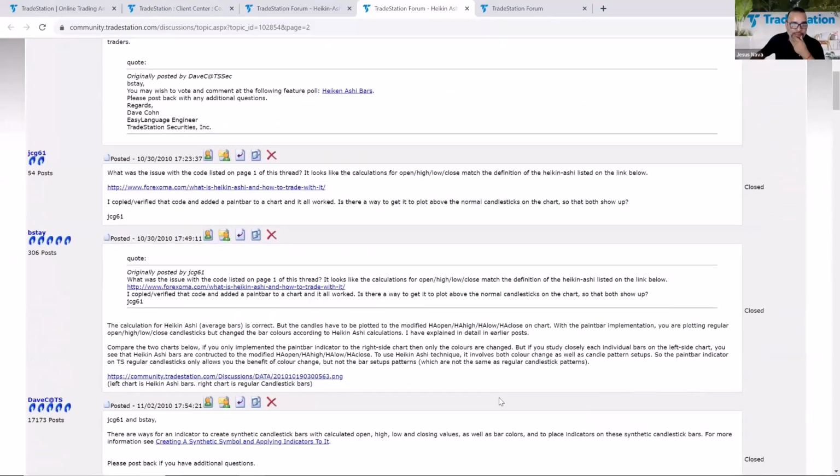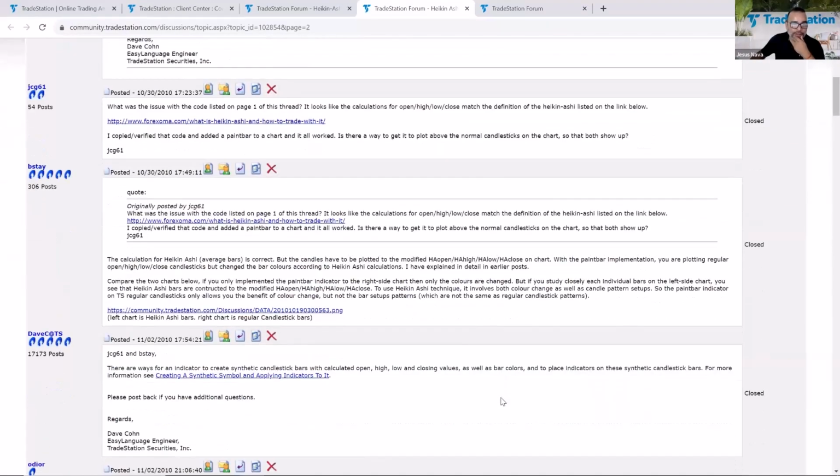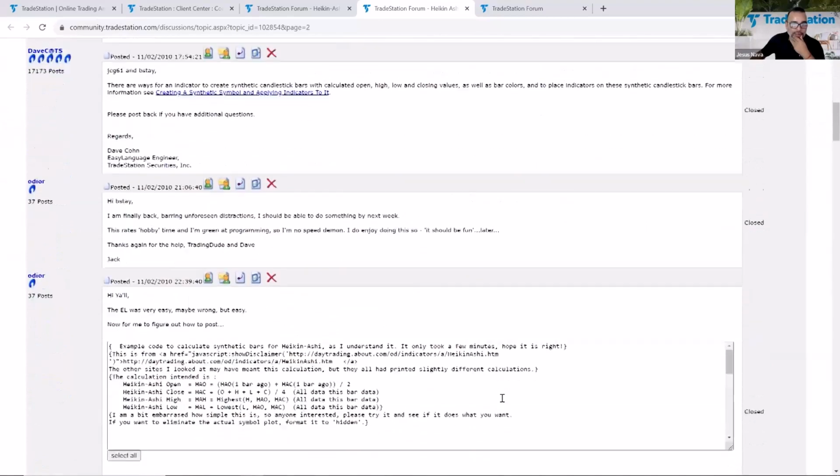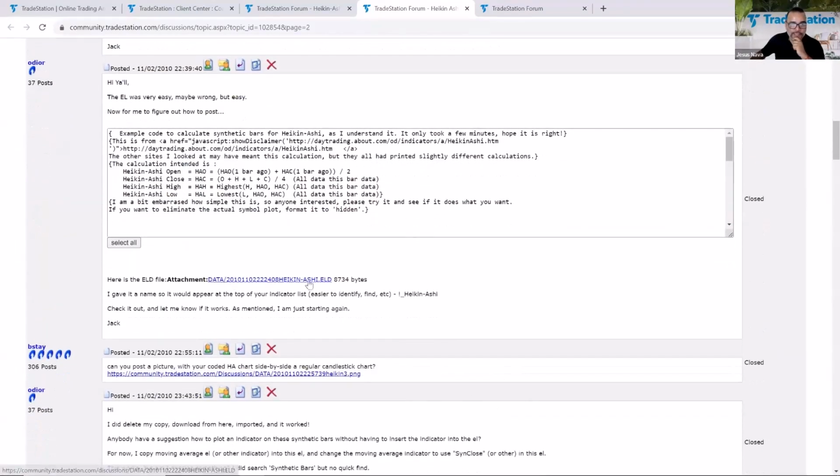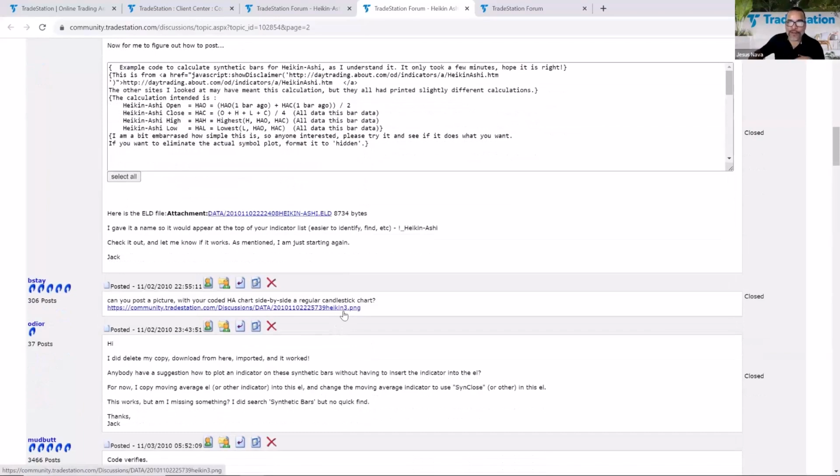And if you scroll down, you're probably going to find a link that allows you to download. Here it is. This is an ELD link that provides you a custom study that creates Heikin-Ashi candles. So for those of you that are looking for Heikin-Ashi, just follow the same steps that I did here to access the Easy Language Library, and you'll find the Heikin-Ashi candles there.